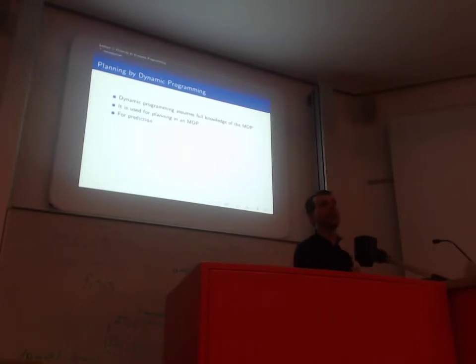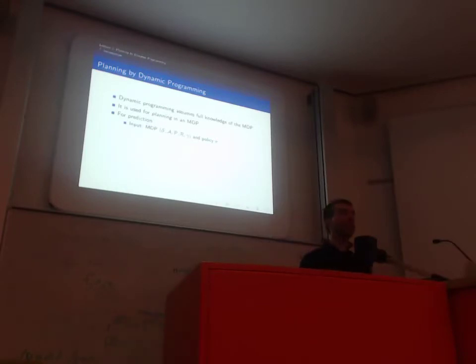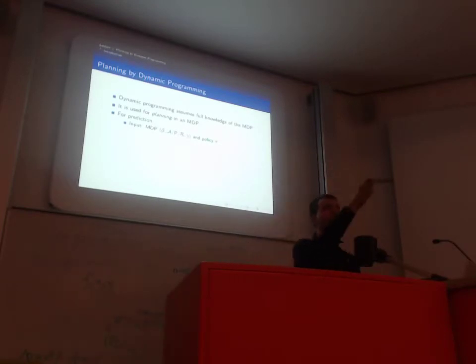And there are two planning problems. We can do this for prediction. Prediction means that you're given as input the MDP, so you're told the state space S, the action space A, the transition matrix P, the reward function R, and the discount factor. And you're given some policy. You might be told, I'm going to follow some particular behavior, like a random walk up to the top of this route. How long is it going to take me to get to the top?